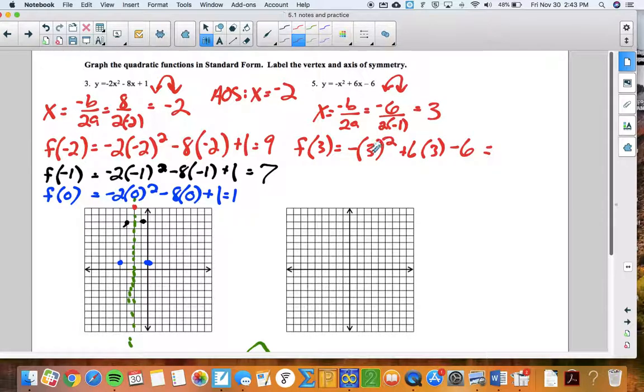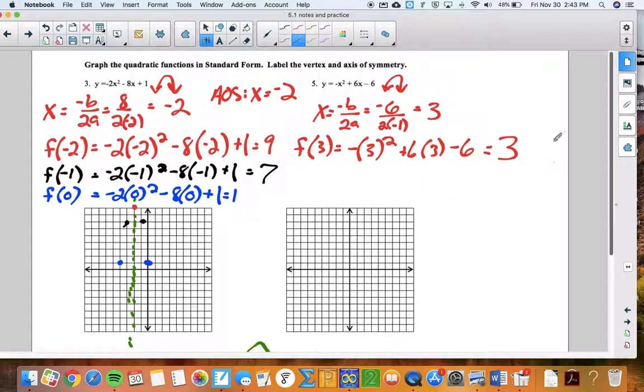So I had squared 3, which is 9. Anytime you square anything, it's going to be a positive, because anything times itself is a positive. So I have positive 9, but then I take the opposite of that. So I really have a negative 9 right here. And I add 18 to that, which gives me positive 9. And then I minus 6, that gives me 3.